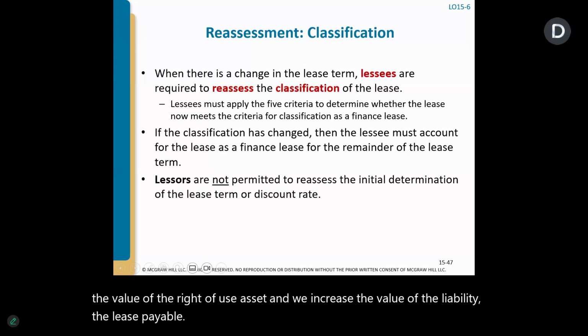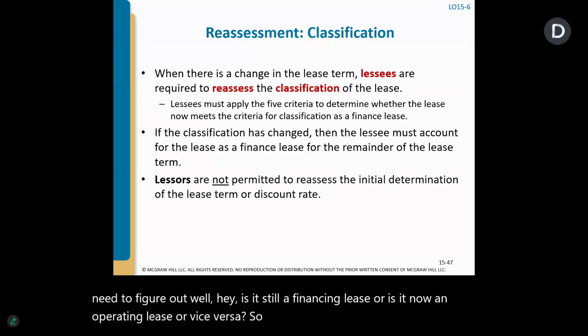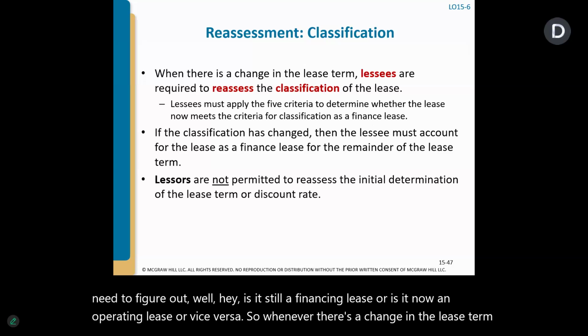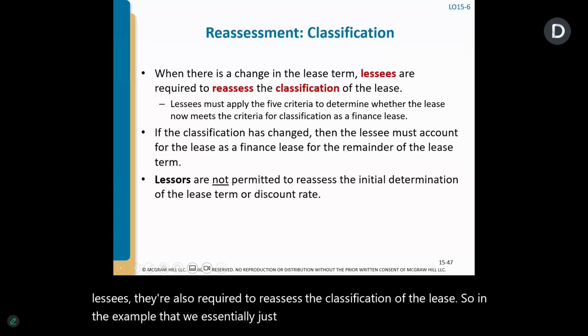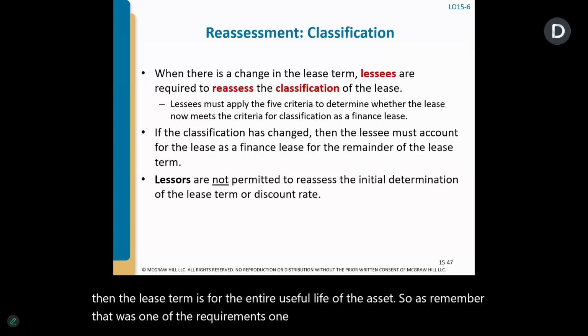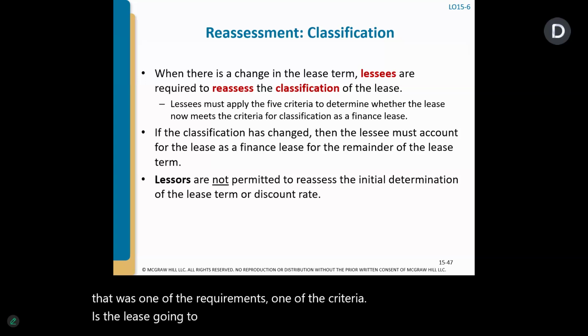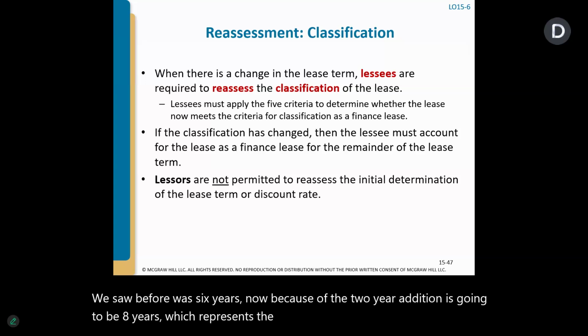Whenever there's a change in lease terms, sometimes we might need to figure out, hey, is it still a financing lease, or is it now an operating lease, or vice versa? So whenever there's a change in the lease terms, lessees are also required to reassess the classification of the lease. In the example that we just saw, once the renewal is assumed, the lease term is for the entire useful life of the asset. Remember, that was one of the criteria: does the lease represent the major part of the economic useful life of the asset? In this case, it was 6 years before. Now, because of this 2-year addition, it's going to be 8 years, which represents the entire useful life of the asset.